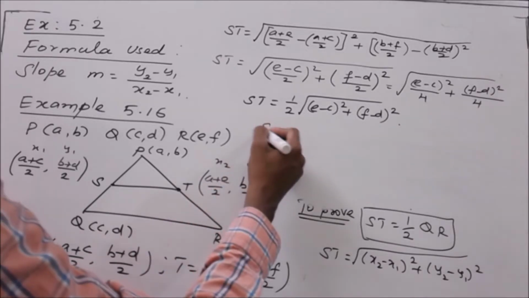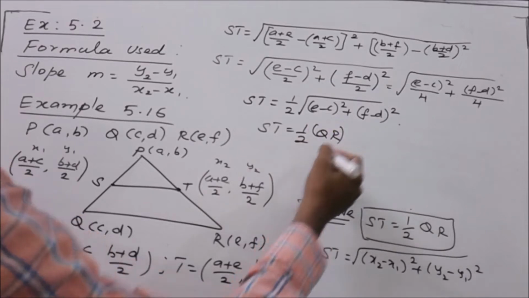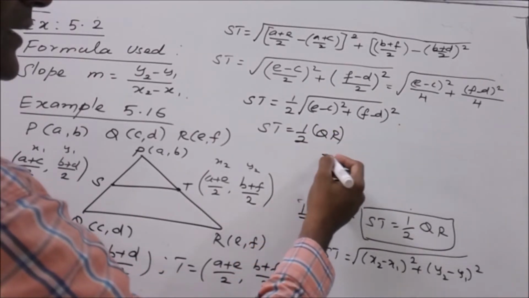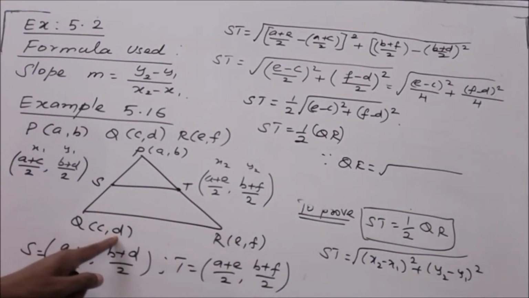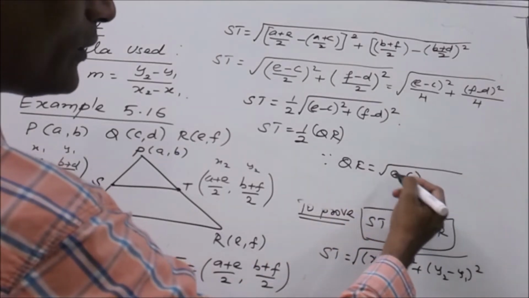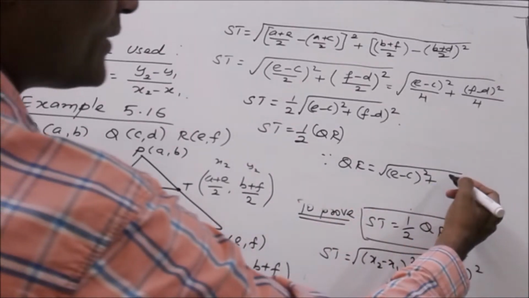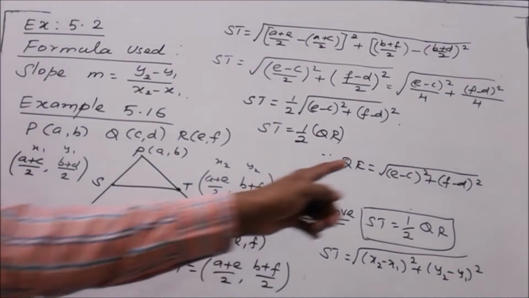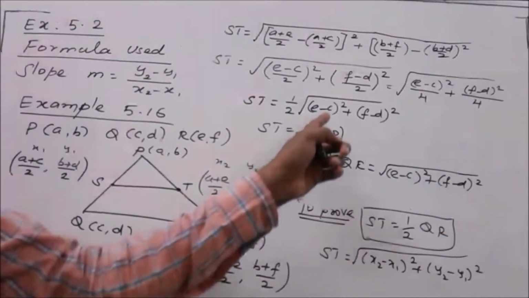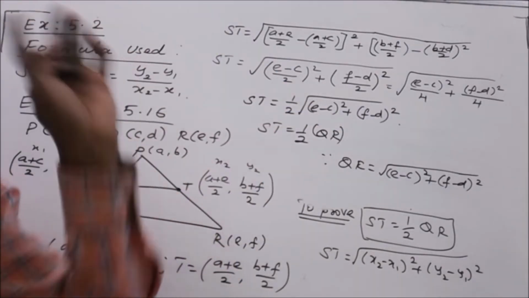Now ST equals half of QR, because the length of QR equals the root of (x2 minus x1) whole squared plus (y2 minus y1) whole squared, that is (e minus c) whole squared plus (f minus d) whole squared. Since when we calculate QR, that will be equal to (e minus c) whole squared plus (f minus d) whole squared, that represents the same value here. So we can substitute 1 by 2 into QR, that's all.